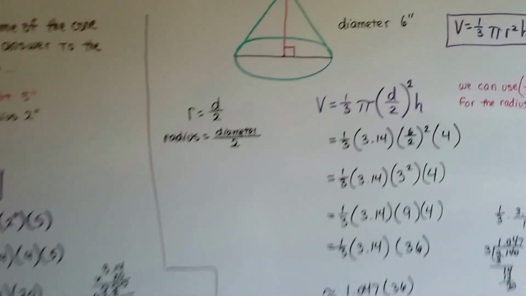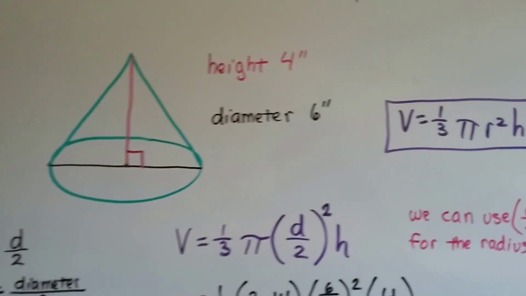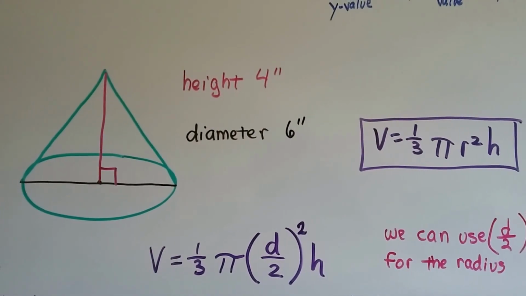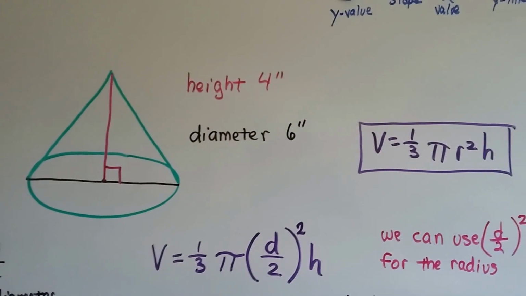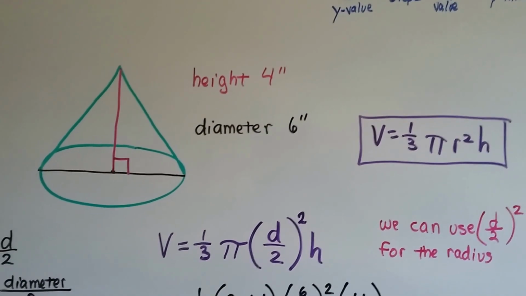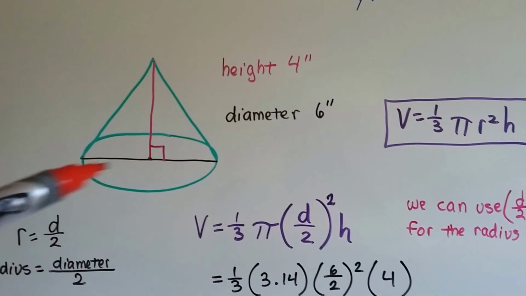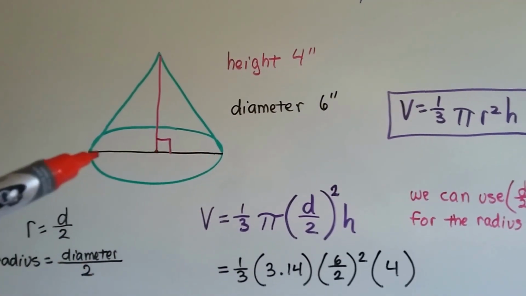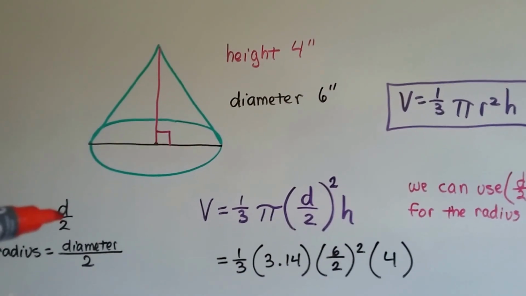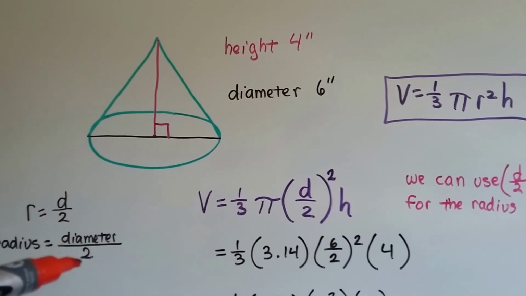Okay, now let's see what happens when we've got the height, but we don't have the radius, we have the diameter, okay? How could you write that as a problem, as an equation? Well, we know the diameter is double the radius, okay? Radius equals d over 2. Radius equals diameter divided by 2.